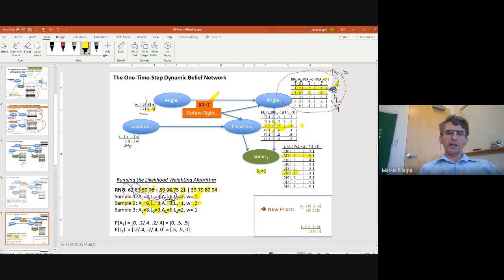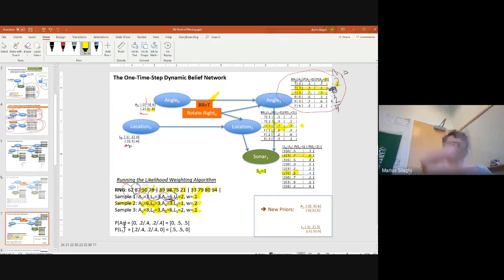And we look for angle 6, location 2 is the same as in sample 1. We are in the same column here, and the probability of our evidence is 1, so we put it in the weight, and it's 1. And based on these weights, we compute the new distribution for angle 1.